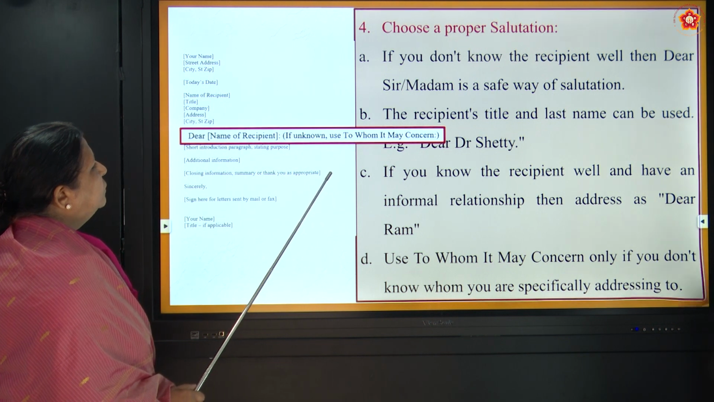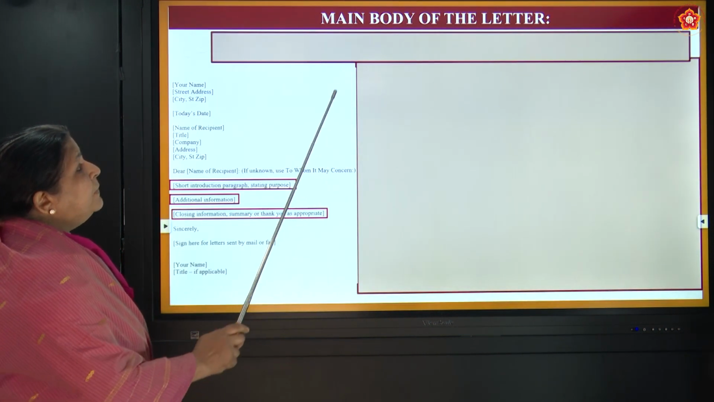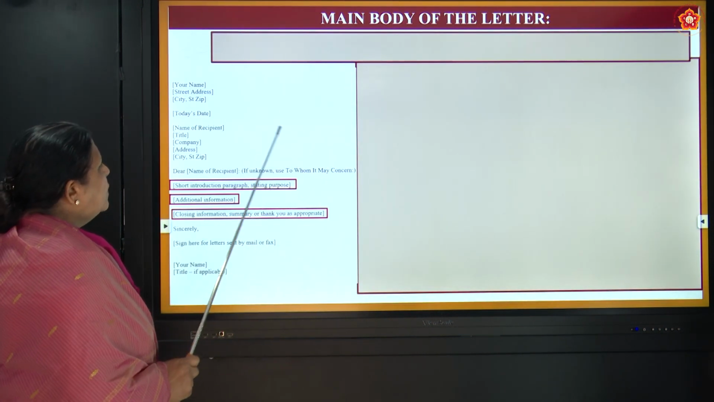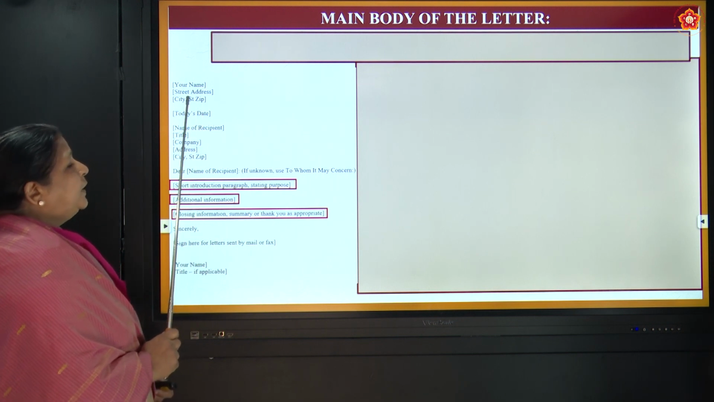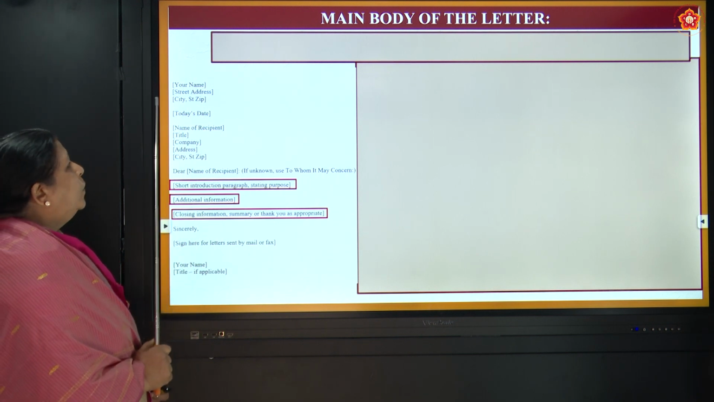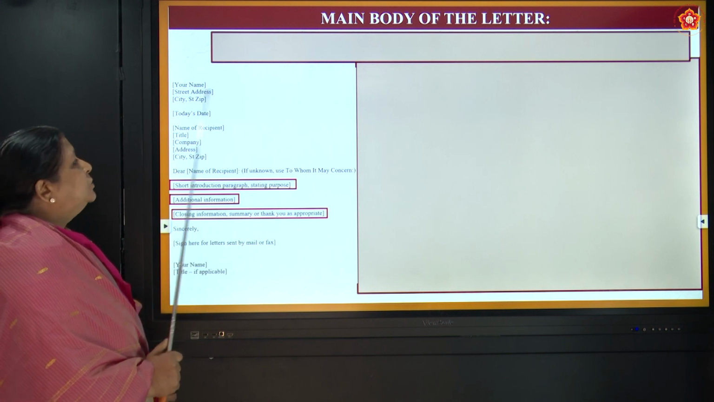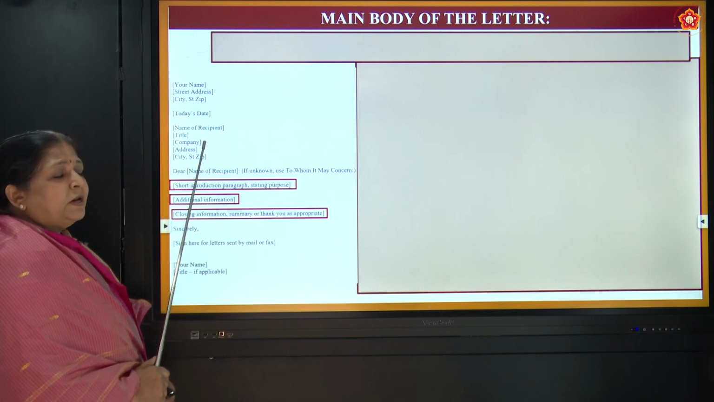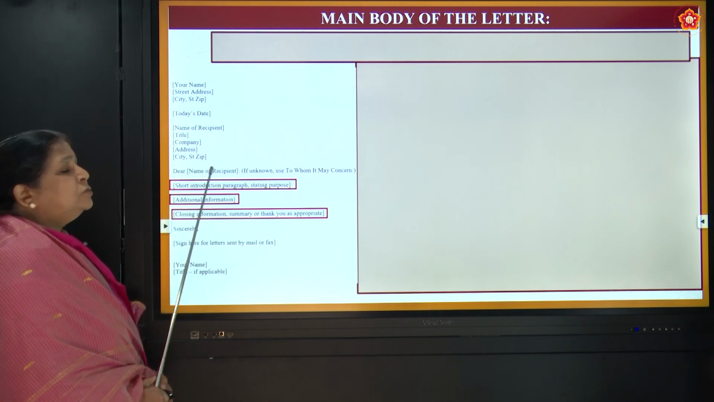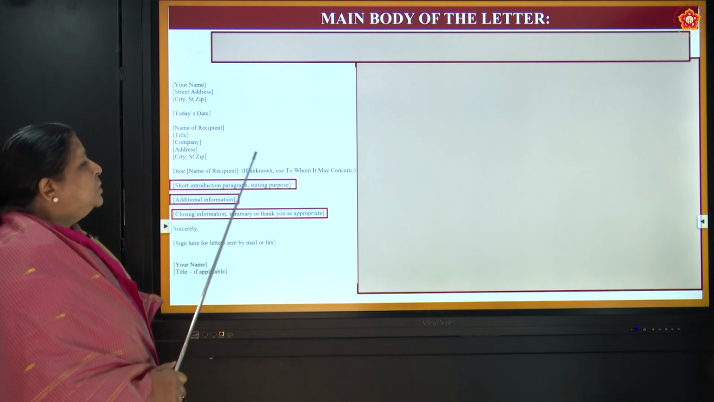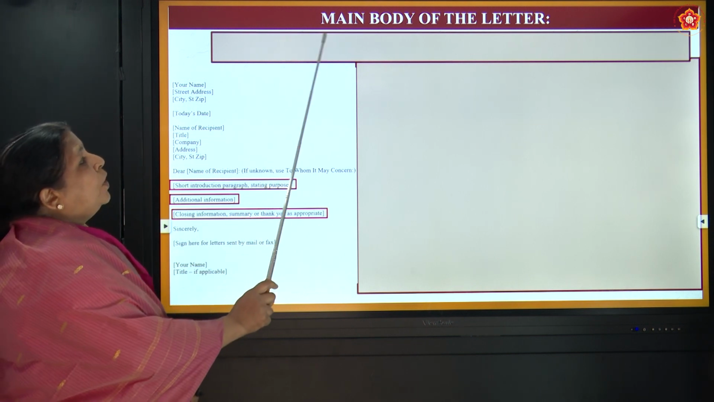Then we have the main body of the letter. Now we have learned where to write your address, where to write the date, where to write the recipient's name and address, and how to address them. So now we are coming to the body of the letter.